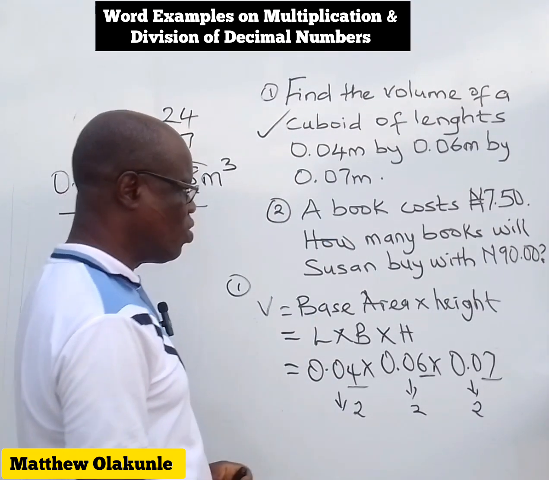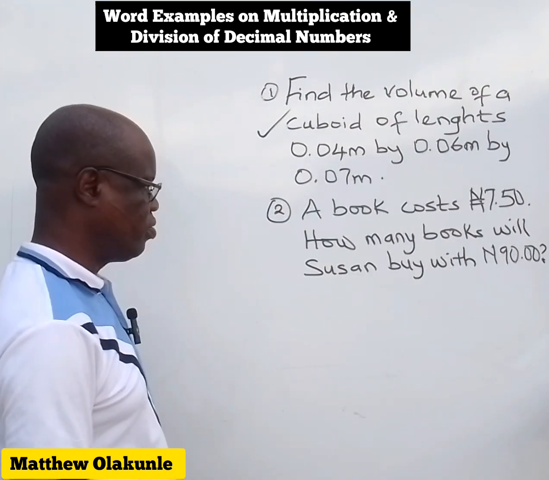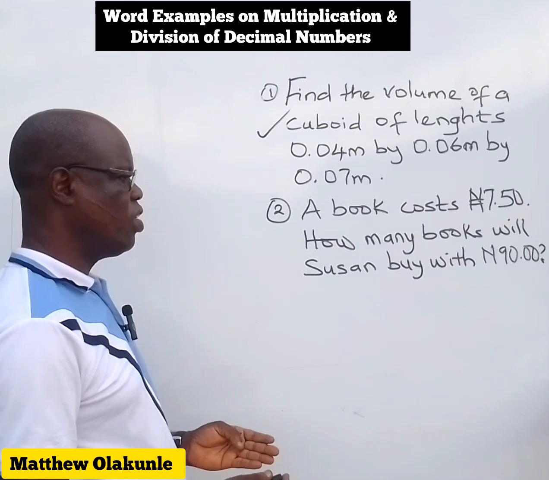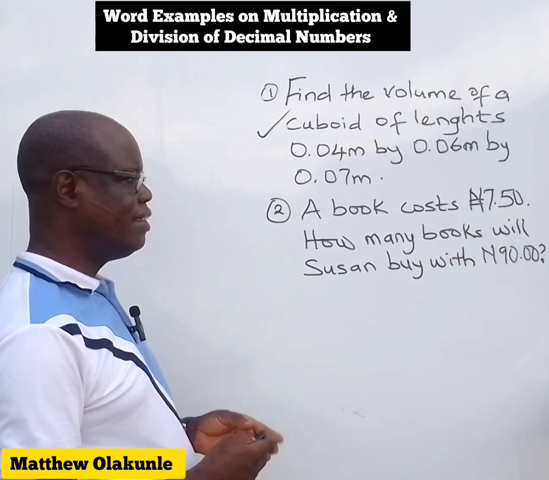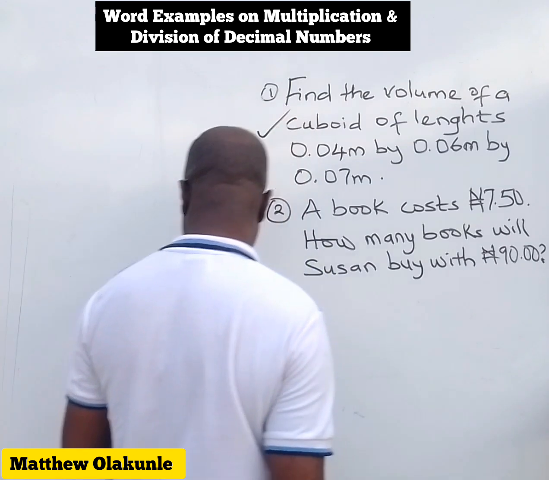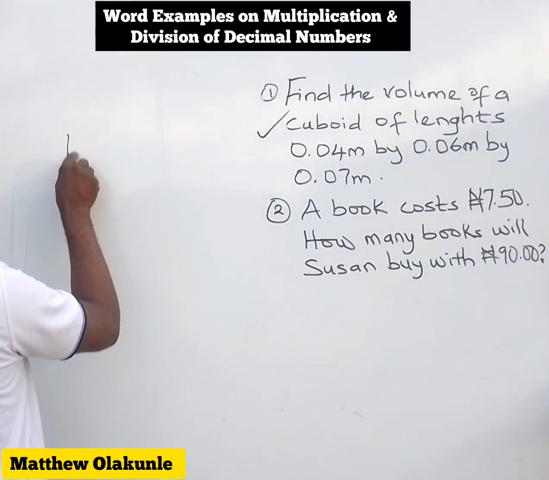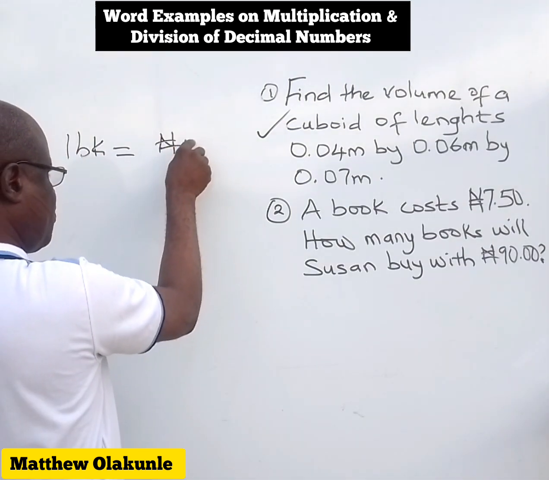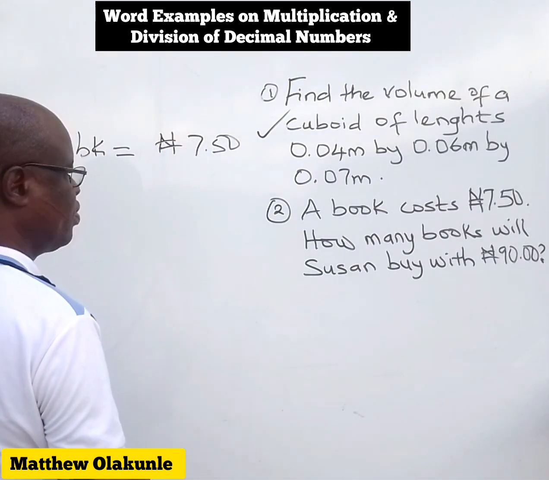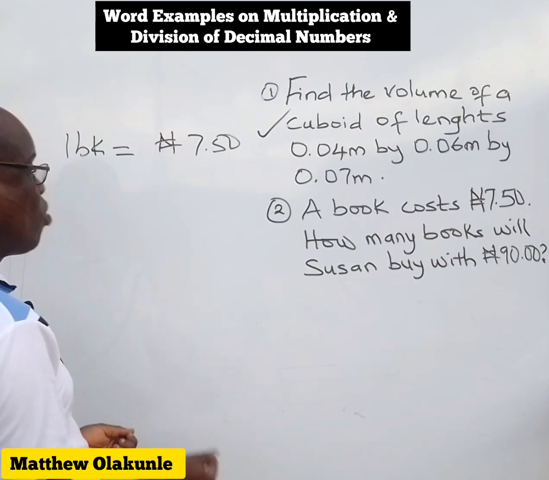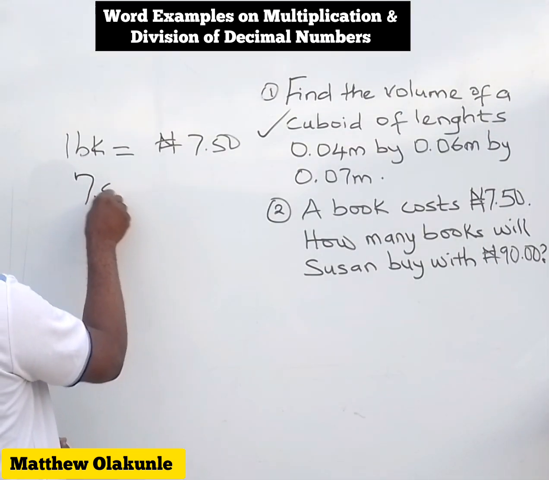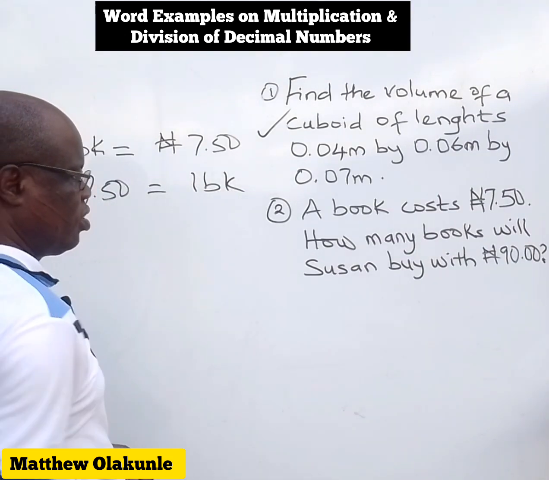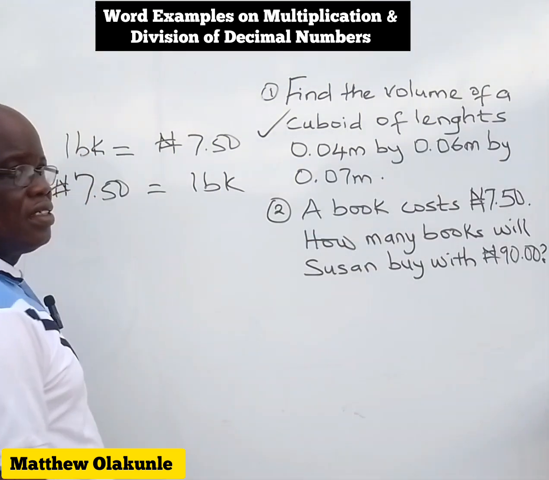Let's now look at the second question. A book, one book, costs 7 naira 50 kobo. How many books will Susan buy with 90 naira? So one book costs 7 naira 50 kobo, which means 7 naira 50 kobo is equal to one book. So how many books will 90 naira buy?